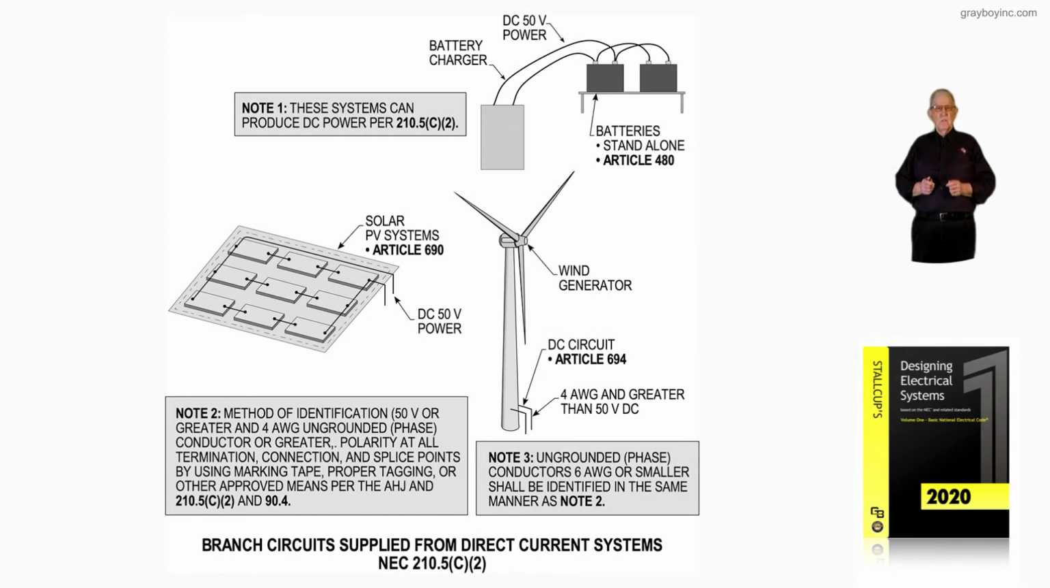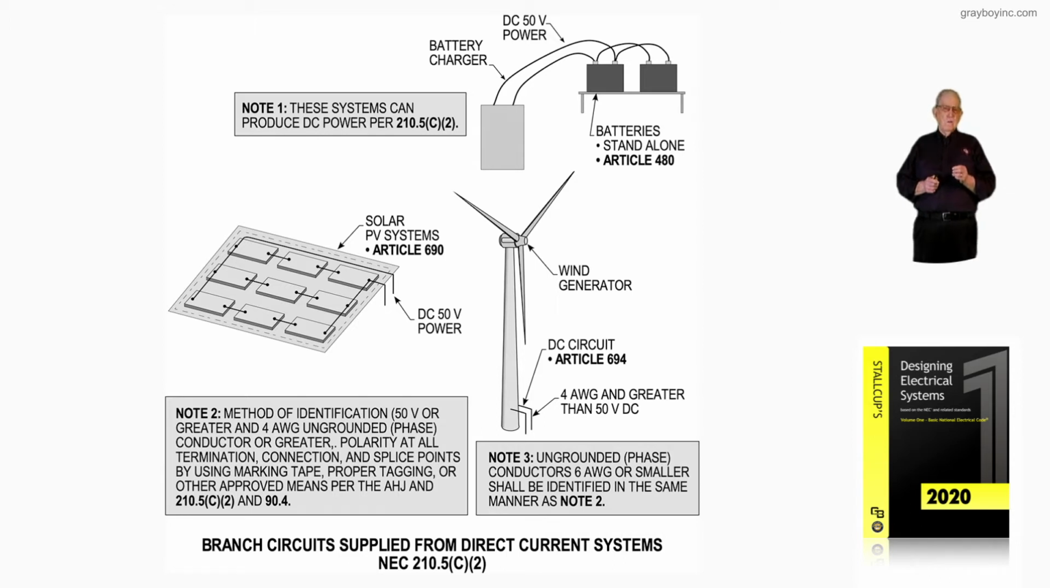Now, this illustration deals with branch circuits supplied from direct current systems in accordance with NEC 210.5(C), as in part 2. Now, as I have mentioned to viewers of volume 2 as well as volume 1, always look at your numbers first, because they highlight exactly what the rules are. And then review your figures to see if you want additional information. After you do this, go ahead and look at the callouts and get ready to design everything.